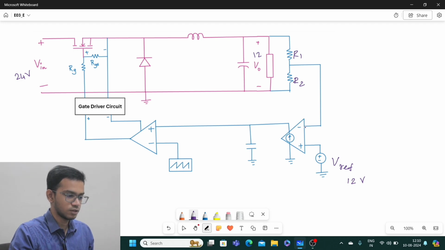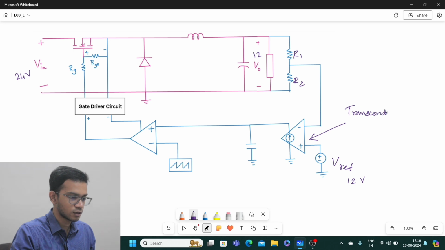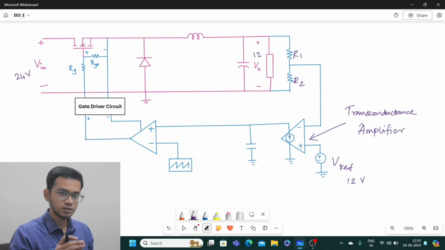We take the feedback from here. Since it's a negative feedback, we give it to the negative terminal of this transconductance amplifier, and this block is called a transconductance amplifier. A transconductance amplifier is very similar to a differential amplifier, except the fact that a differential amplifier will take a difference in the voltage at the input, and then will produce a voltage at the output which is proportional to the difference in the voltage at the input.